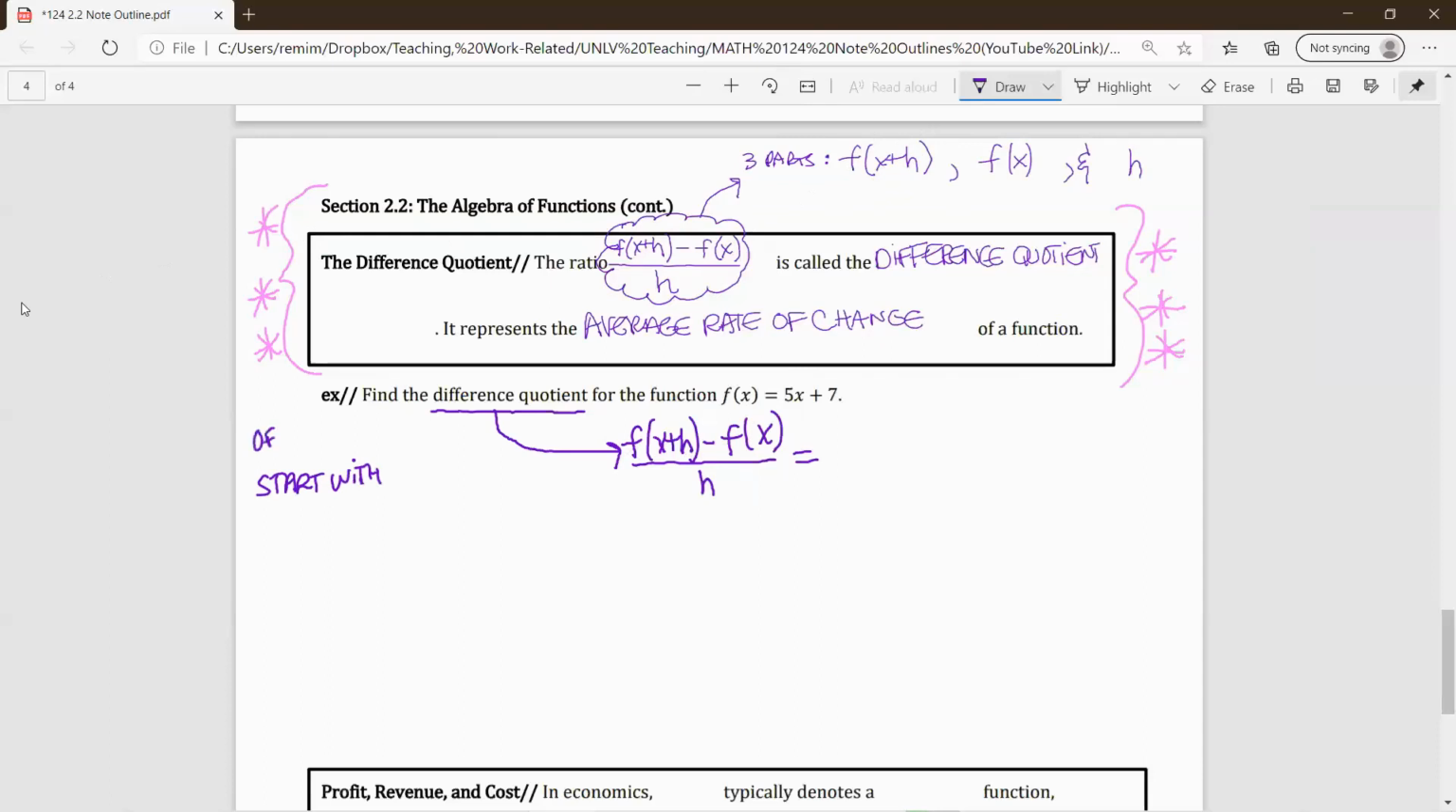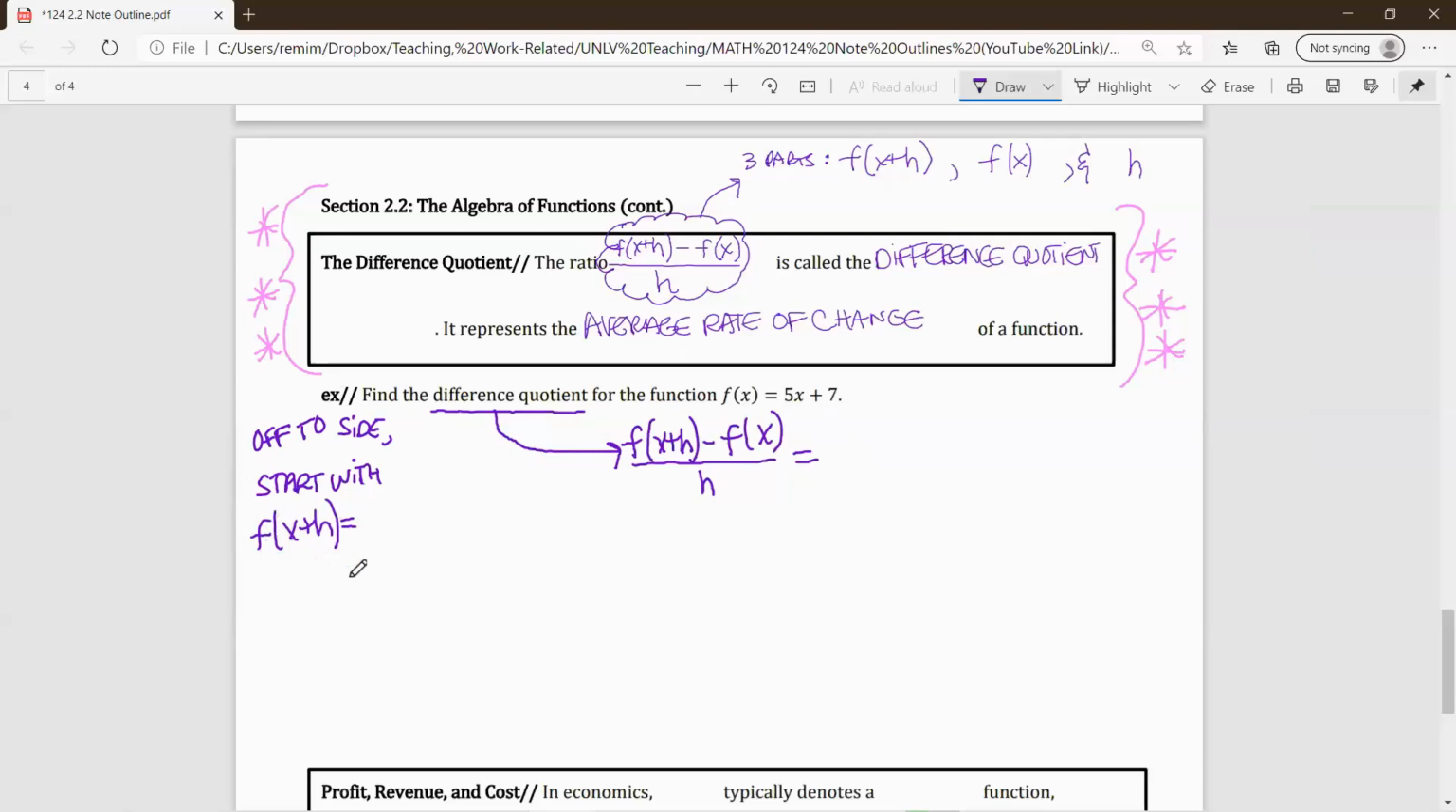Go off to the side, start with f of x plus h, and don't even worry about the rest of it. If we break it down like this, piece by piece, it'll be easier to put the pieces together in the end. So first, just start by figuring out what this part is equal to.